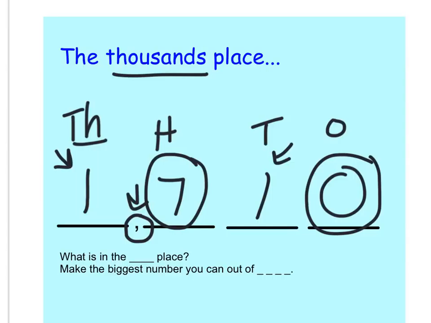What's the biggest possible number that you can make out of these 4 digits? Let's not think of them as the number 1,710, but instead as individual digits. So we have a 7, a 1, and a 0. What's the biggest number that you can make out of those 4 digits? Write it on your slate. Well, you would start with the biggest number. You can make 7,110.